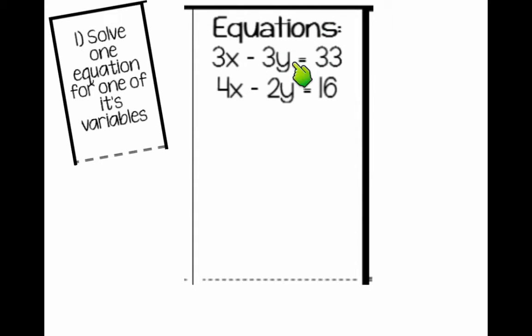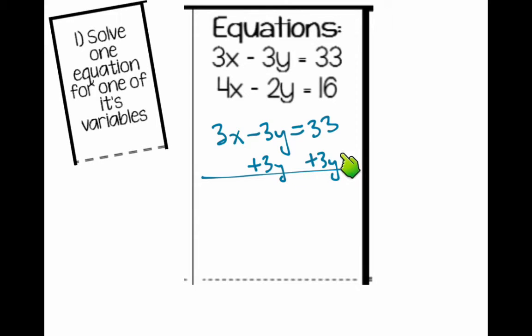Okay, so here we have, again, our system. There's our two equations. I'm going to solve one of them for one of its variables. I picked the first equation. It looks a little easier. It really doesn't make a difference. And I'm going to solve it for x. That means I'm going to move my y's over here. So I'm going to add 3y to both sides. I'll have 3x equals 33 plus y.